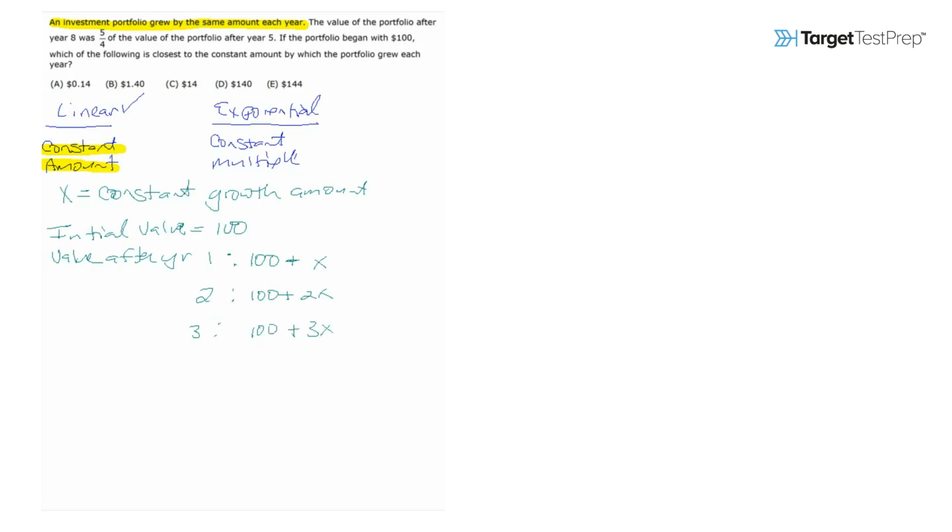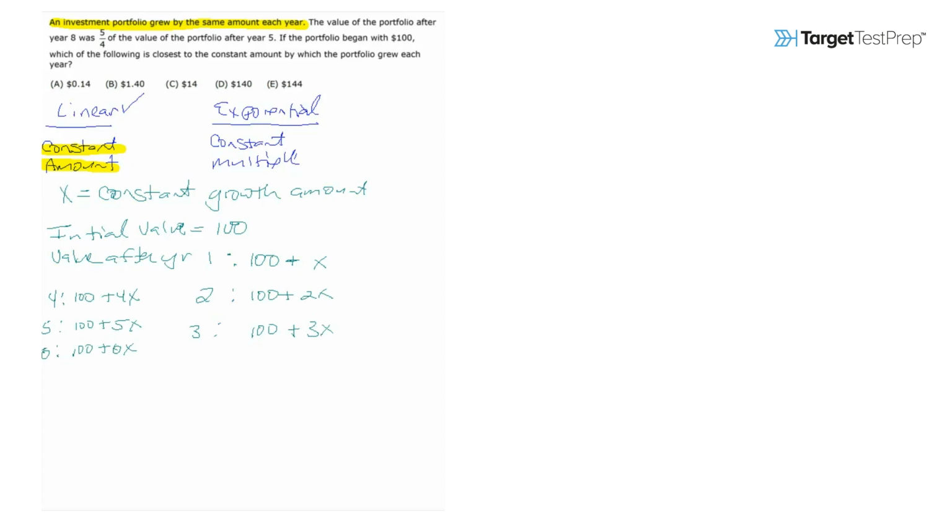Year four, do it over here. Year four is 100 plus 4X. Right? Year five is 100 plus 5X. Year six, 100 plus 6X. Right? Just to check in and be sure we're all following.